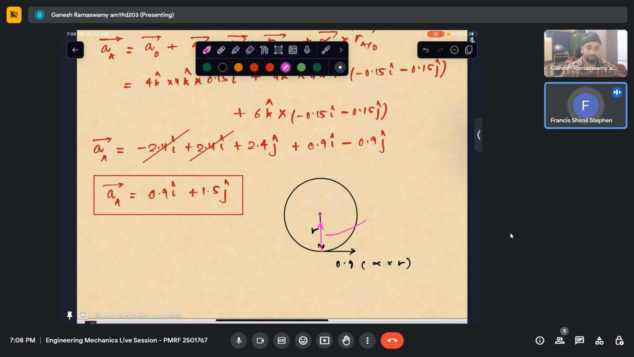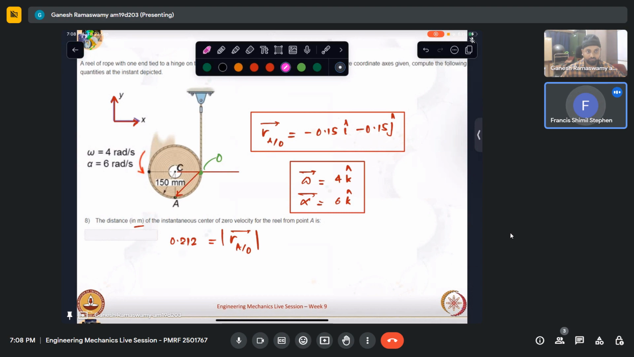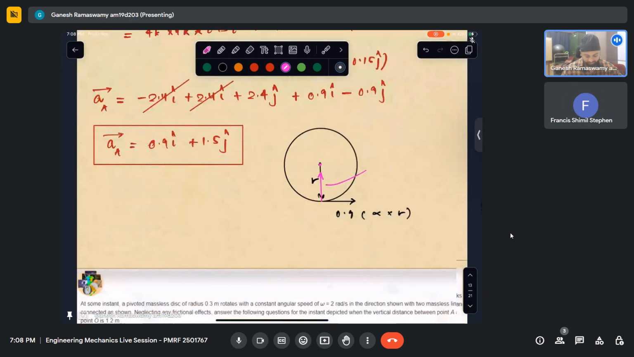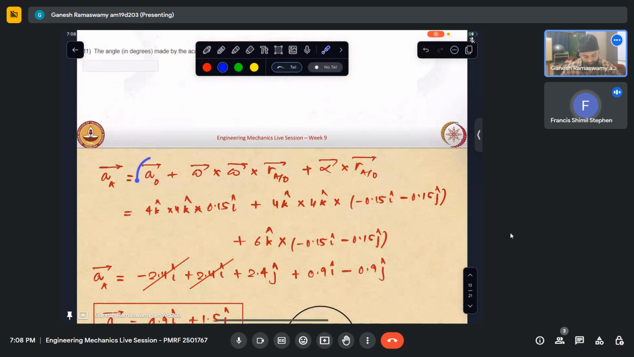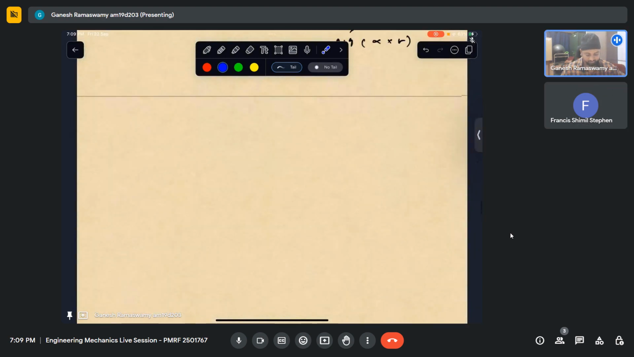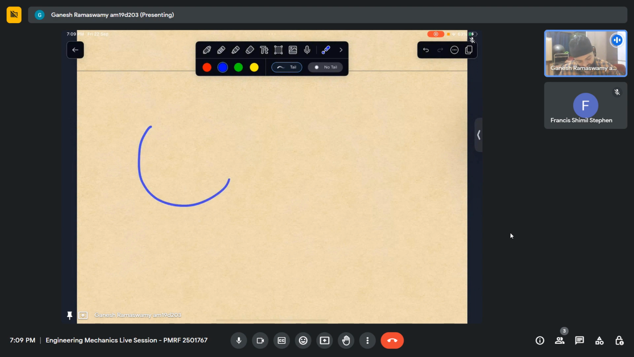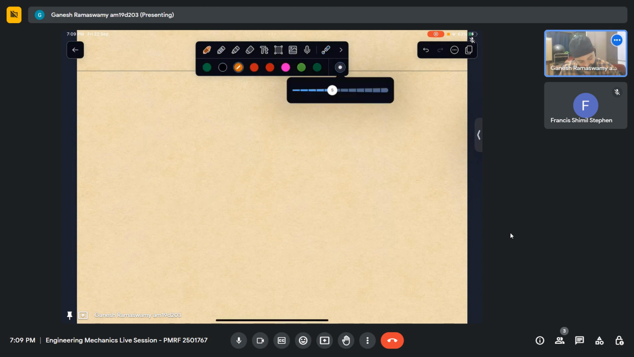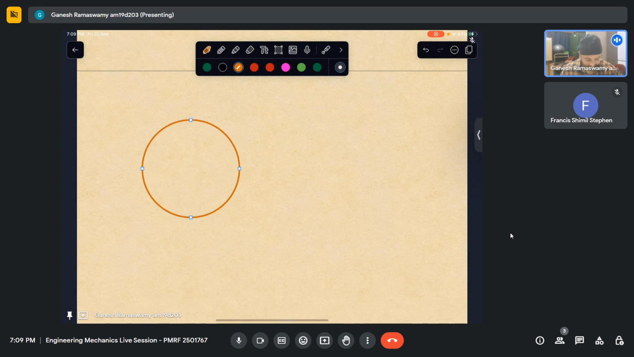Is it clear? Calculating which A? This A. Yeah, I'll explain it graphically so that it is much easier. So I have the disk like that. Not the disk, the reel. So this is my point A. Now I have this as my ICR. So this is having one acceleration like that.